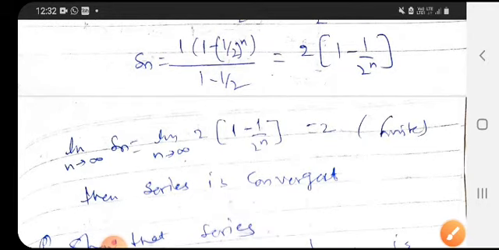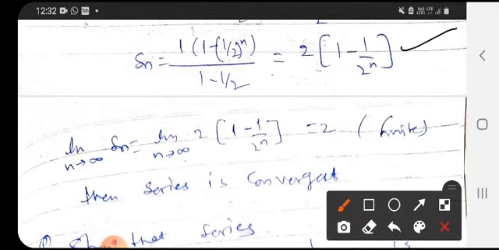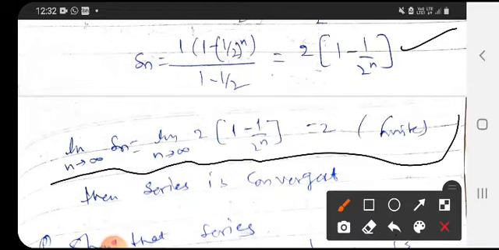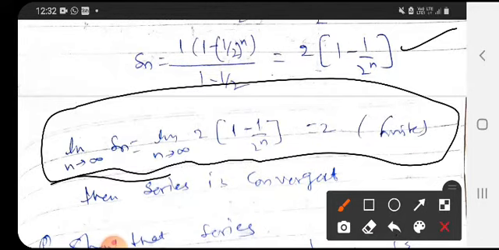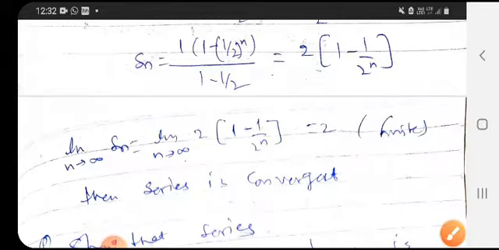We simplify, and we get limit n tending to infinity of Sn equal to 2. This is a finite quantity, that's why the series is convergent.